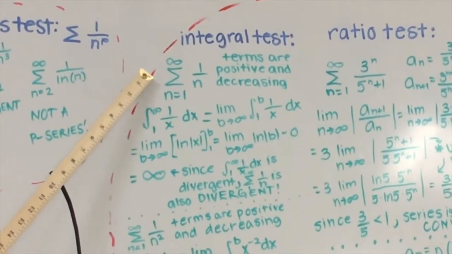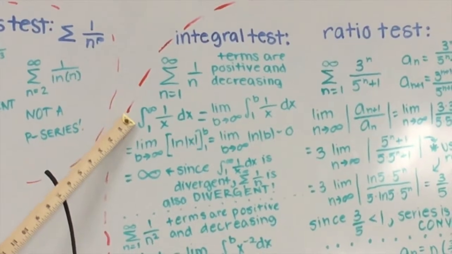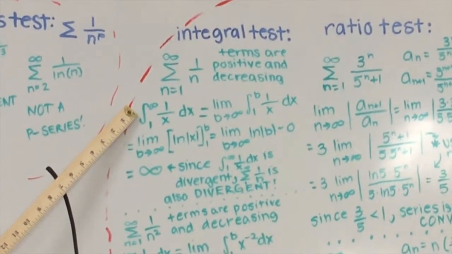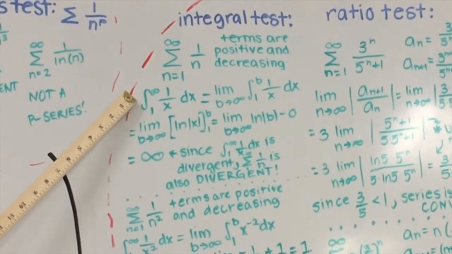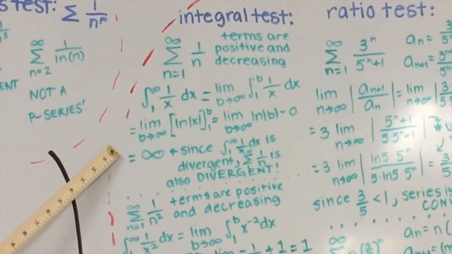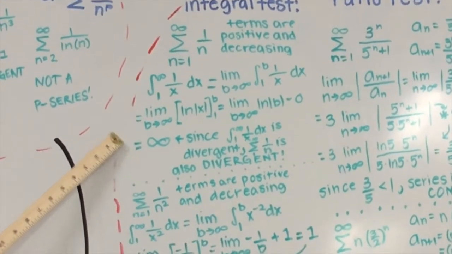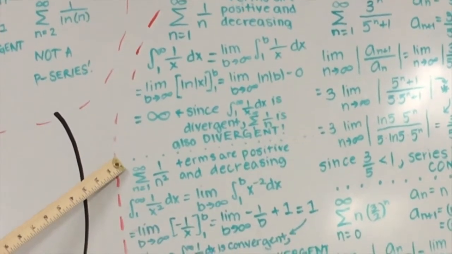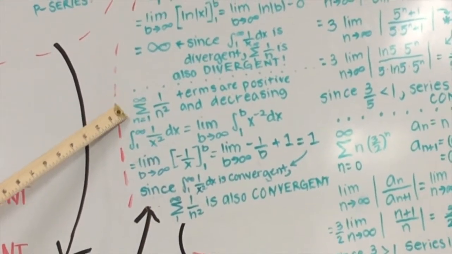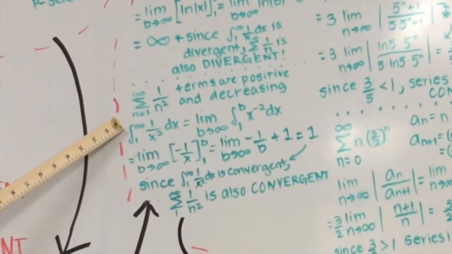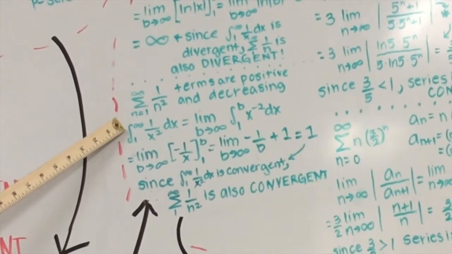For our first example, we have the summation from 1 to infinity of 1 over n. We can use the integral from 1 to infinity of 1 over x dx to determine the series convergence or divergence. Since the integral diverges to infinity, the series is also divergent. For the next example, we have the summation from 1 to infinity of 1 over n squared. We can use the integral from 1 to infinity of 1 over x squared dx to determine the series convergence or divergence.